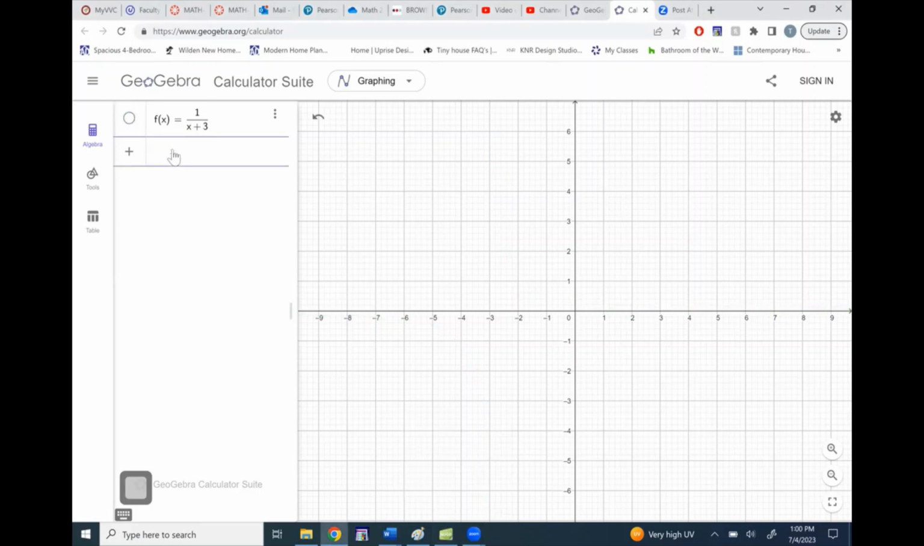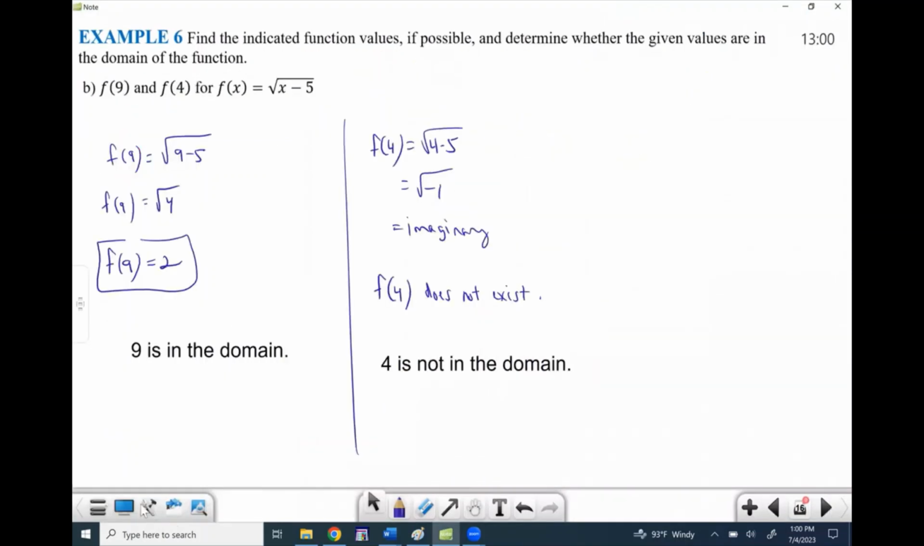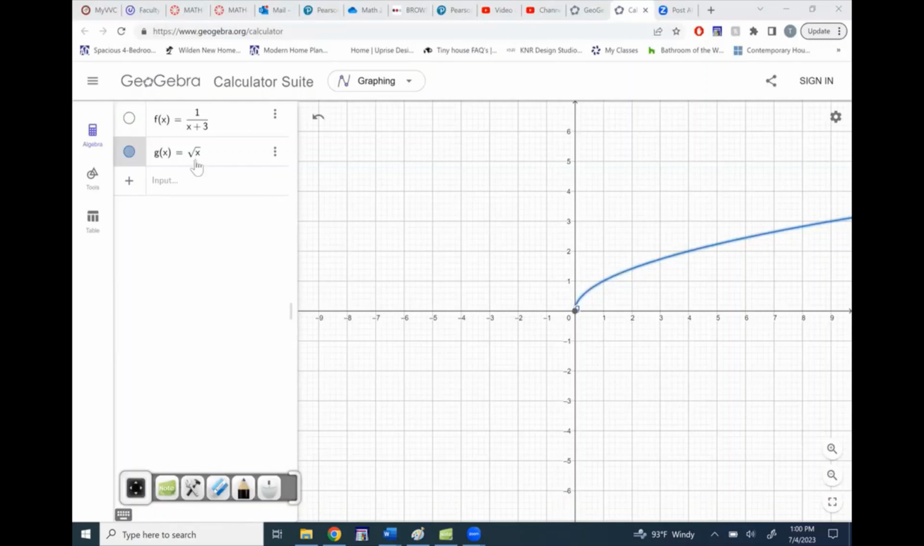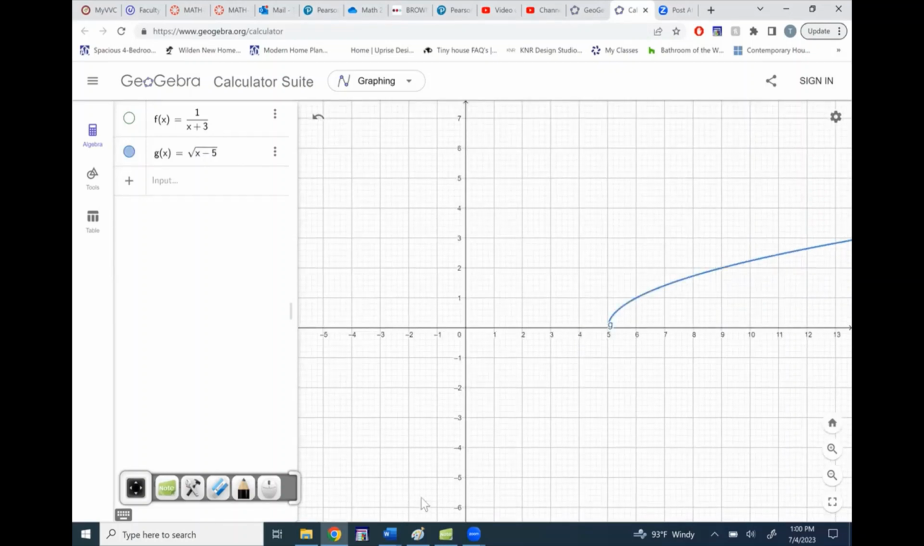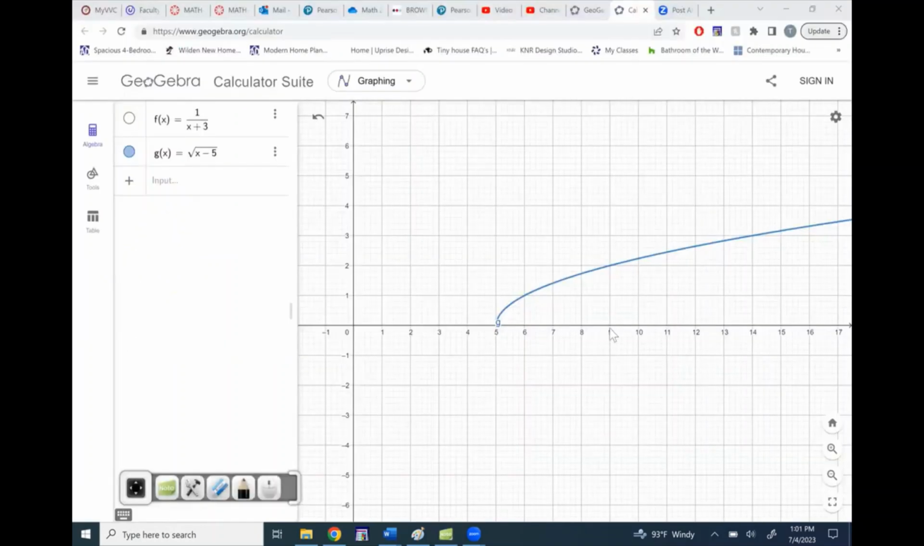Let's try the next one, which was the square root of x minus 5. Okay, so here's what the graph looks like. The values that we were supposed to find were f of 9, right? So when x is 9, we do have a value and it looks like it's 2. We went up 2. So we had f of 9 equals 2.